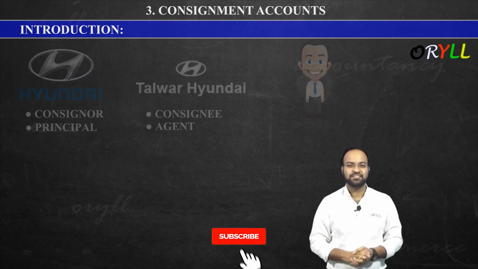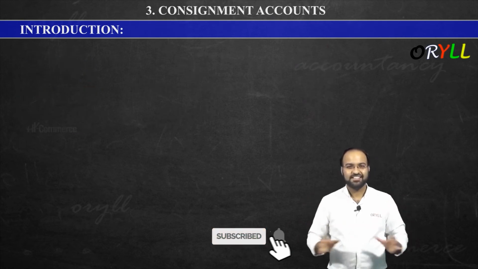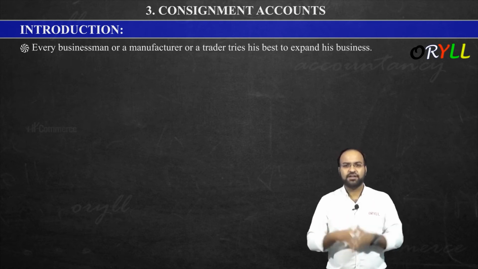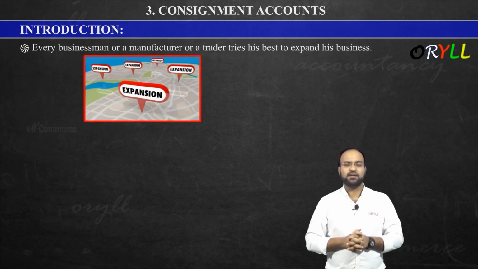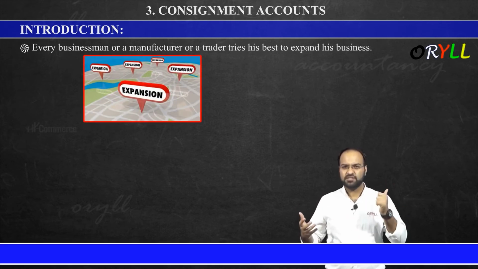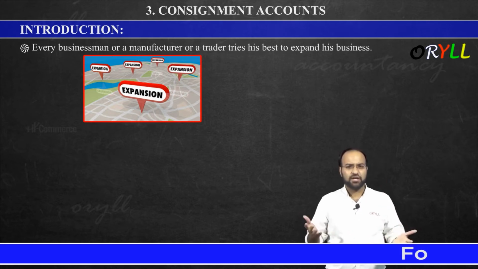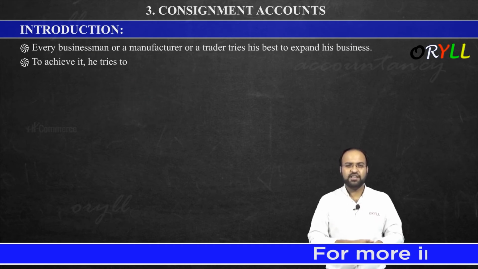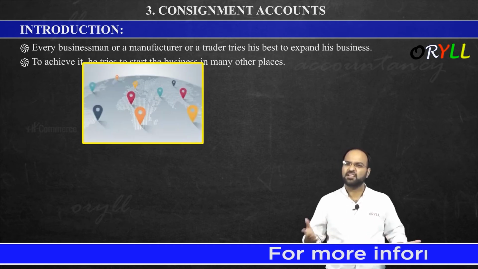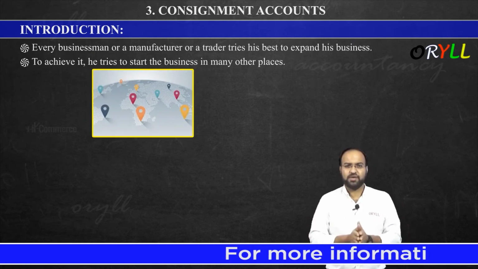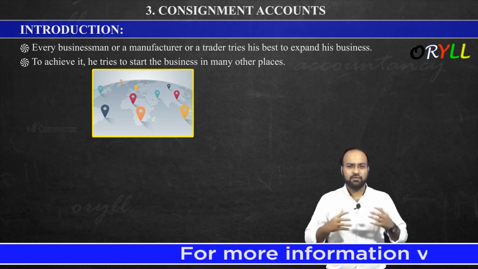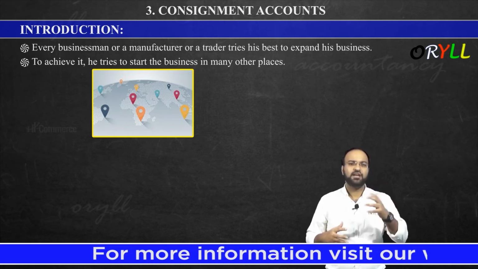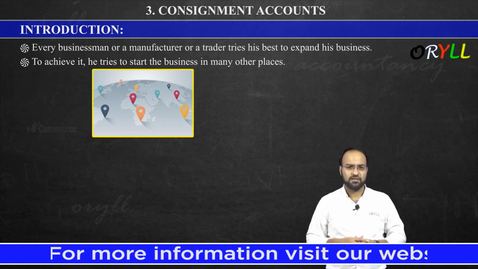Now let us see the points one by one after understanding this point here. Every businessman or a manufacturer or a trader tries his best to expand his business. Of course, sir, whether you are a businessman, a manufacturer or a trader, you will try your best to expand your business. To achieve it, he tries to start the business in many other places. So in order to expand himself, sir, what will he try to do? He will try to start his business at every other place here, yes or no?